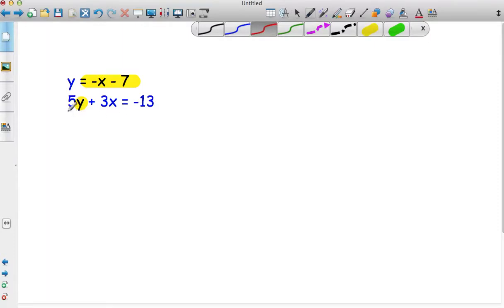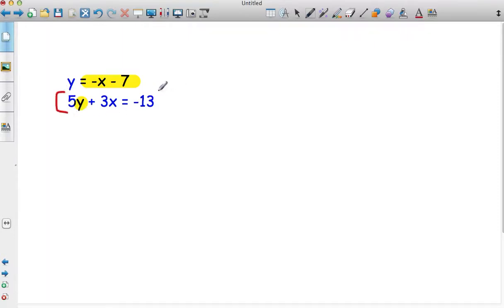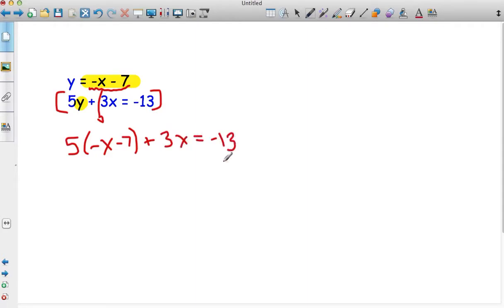I now have, I'm going to take this equation here, and I'm going to rewrite it as 5 times, now this is this y right here, and I'm going to put it right in for y. 5 times, whoops, negative x minus 7. And now I can just continue the rest of the equation. Plus 3x equals minus 13. And so what I essentially did was I took away this y, and instead of writing y, I wrote what this equation was. And now it's just a matter of solving for x in this case.